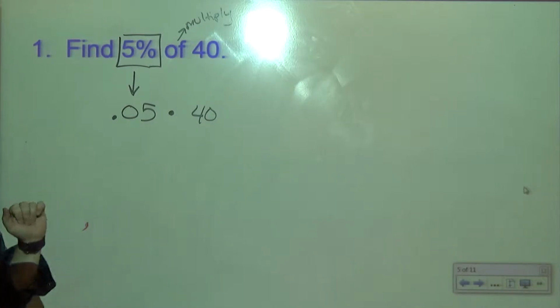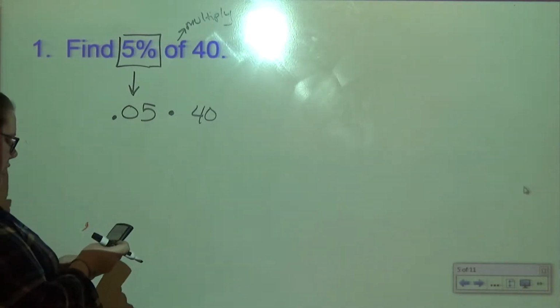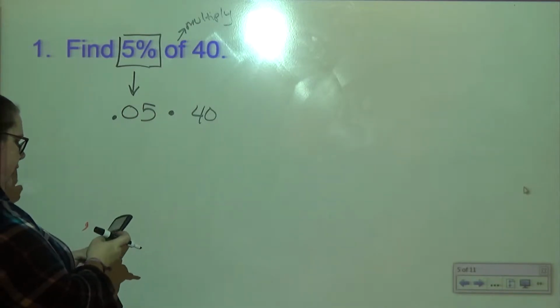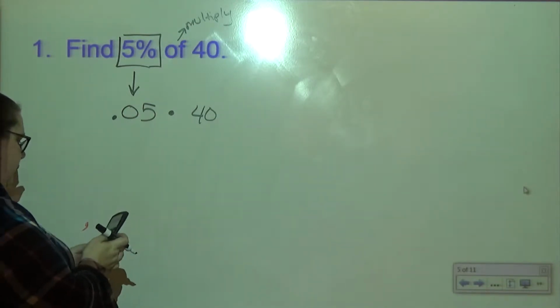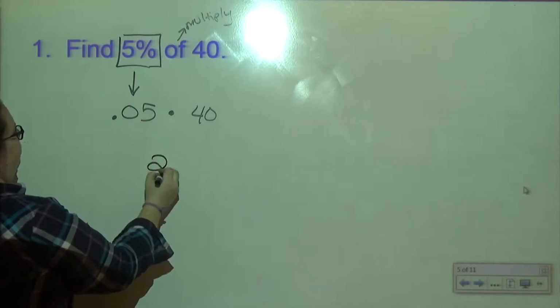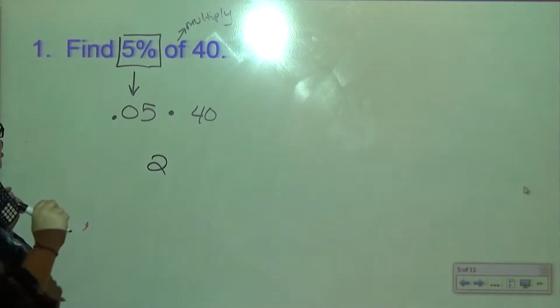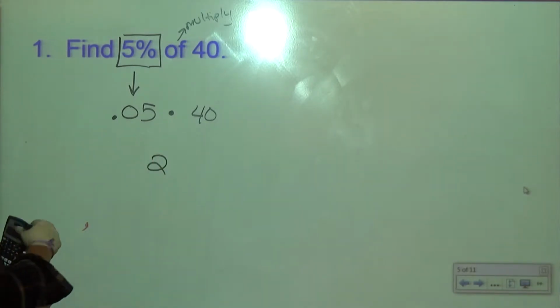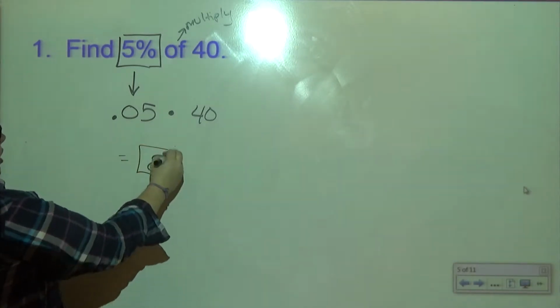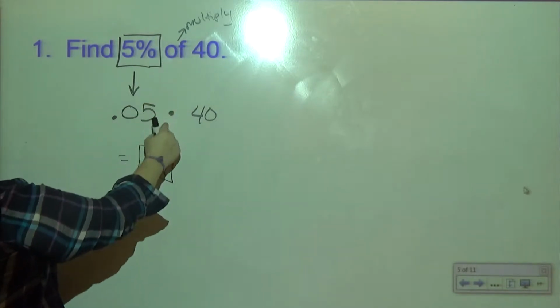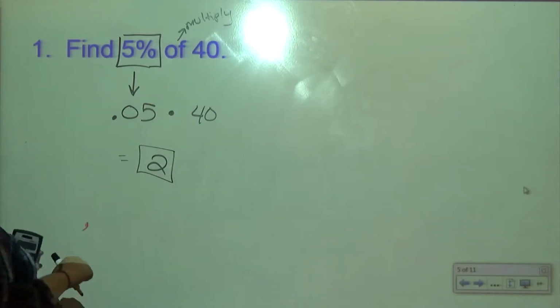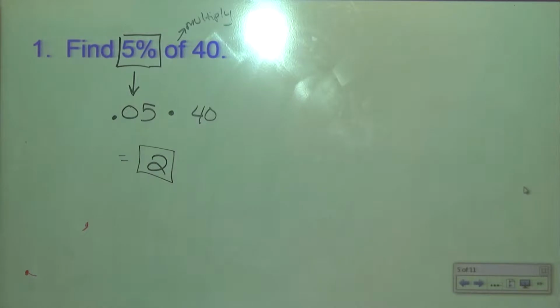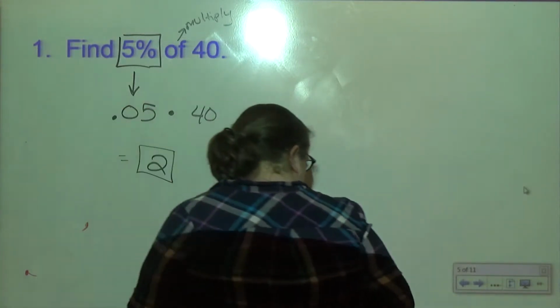And I'm pretty sure that's 8. Let me just check. 0.05 times 40 equals 2. Oh, I was thinking dividing. I was thinking what times 5 is 40. So we get 2, and that's the answer. Done. So convert, multiply them together, and you get 2. That's it. Next one.